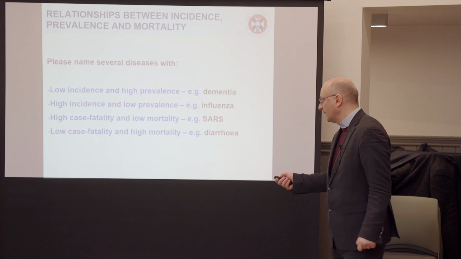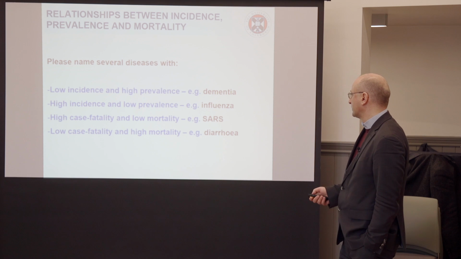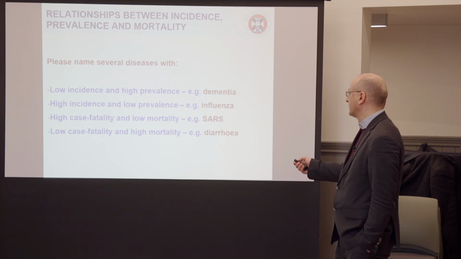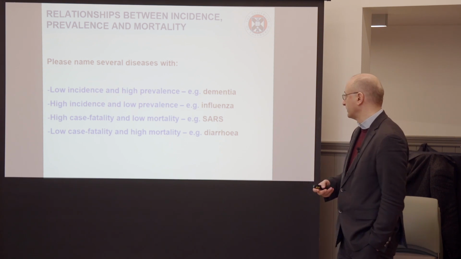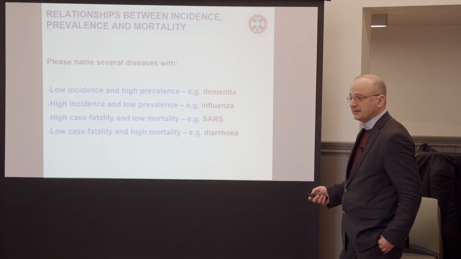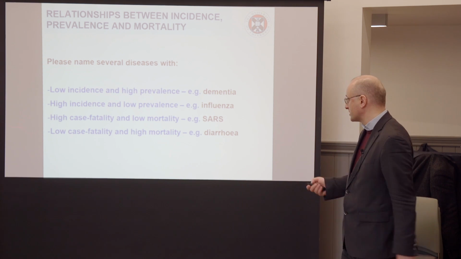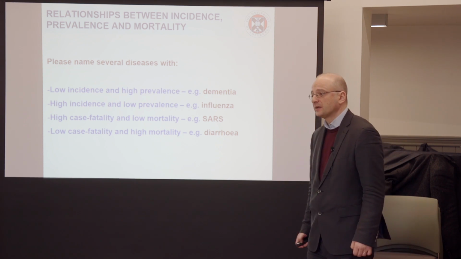So then high case fatality and low mortality. Severe acute respiratory syndrome was one example. That's a reasonably recent epidemic that hit us of a strange infectious agent. So it had a high case fatality but low mortality.